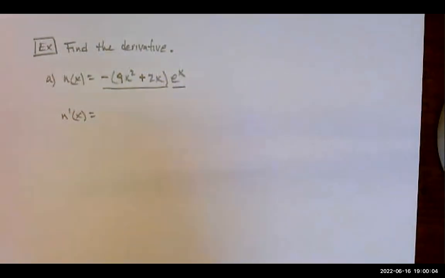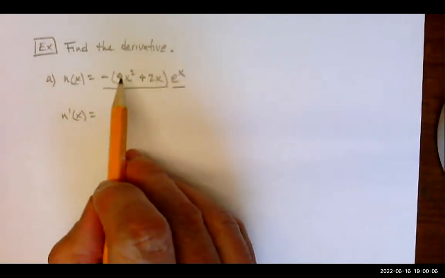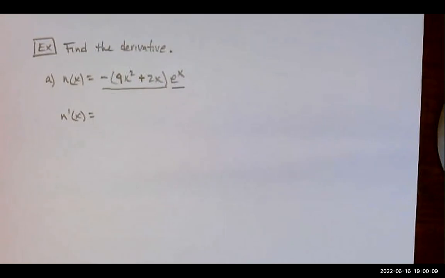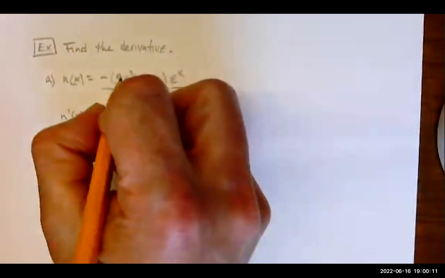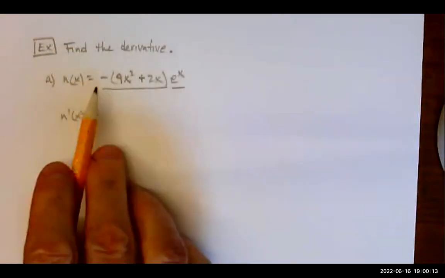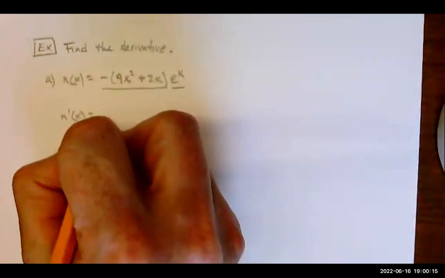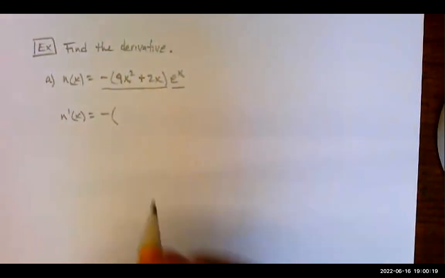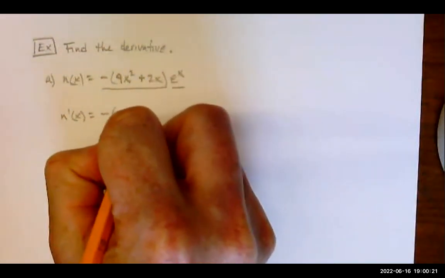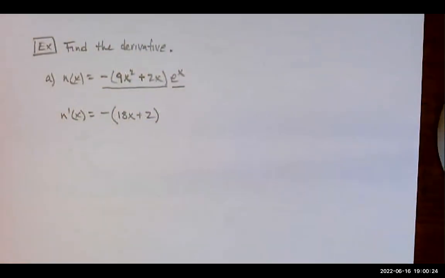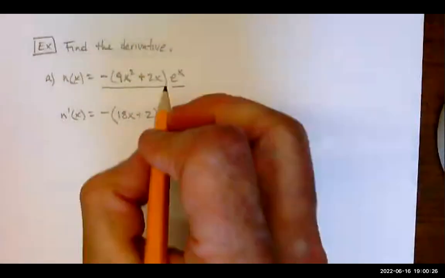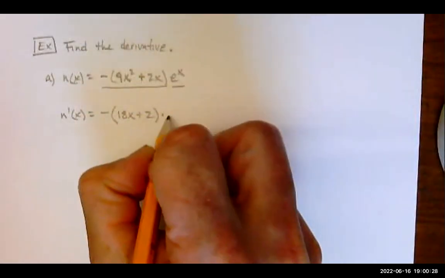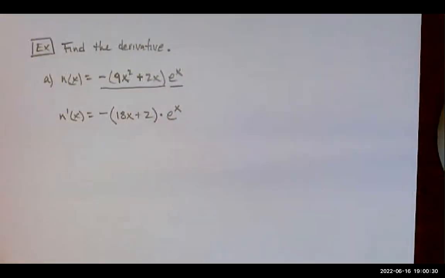Okay. Now you might think, should we distribute the minus sign first? You don't need to do that. You can think of this minus sign as being a constant multiple, so it just carries down. Then you can take the derivative of each part. So there we've got 18x plus 2 as our derivative. That's going to get multiplied by the original second function, e to the x.